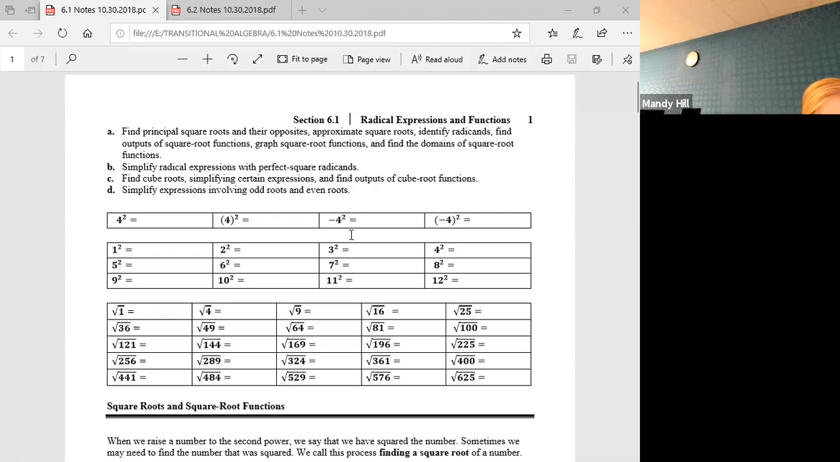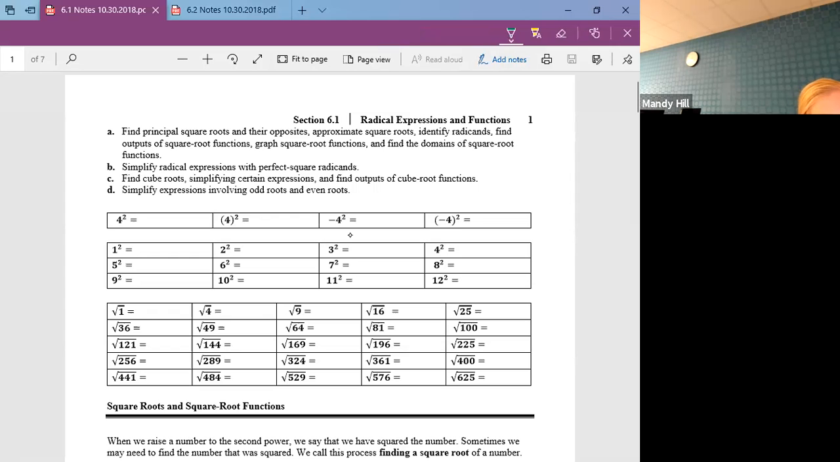Radical expressions and functions in 6.1. We're going to find principal square roots and their opposites. We're going to approximate square roots, identify radicands, find outputs of square root functions, graph square root functions, and find domains of square root functions.